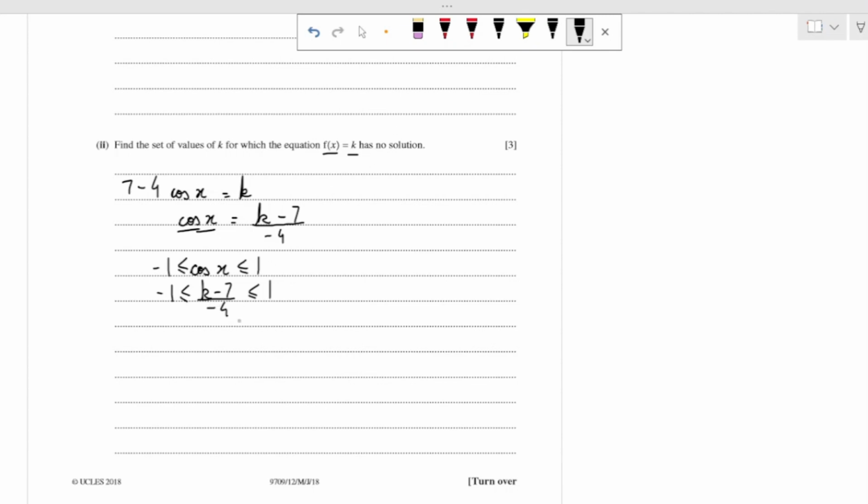So from this, we need to split it into two separate inequalities, because this inequality just gives the boundary values for cos x, between which cos x gives a valid answer or has a solution. So for this inequality, k will have a solution. From this, we can understand that (k − 7) over −4 will not have a solution if its value is less than −1.